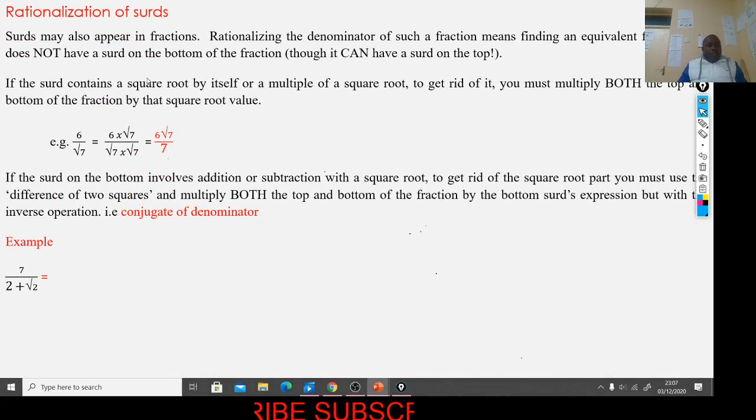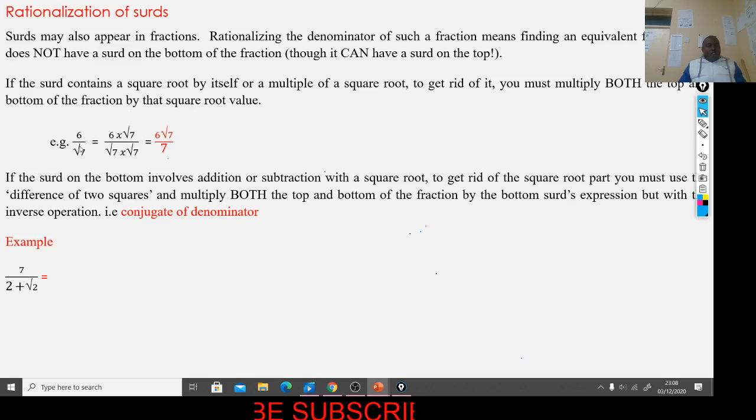Rationalization of surds. We should now understand how to rationalize surds. Surds may also appear in fractions. Rationalizing the denominator of such a fraction means finding an equivalent fraction that does not have a surd on the bottom of the fraction, though it can have a surd on the top. If the surd contains a square root by itself or a multiple of a square root, to get rid of it, you must multiply both the top and the bottom of the fraction by the square root value.